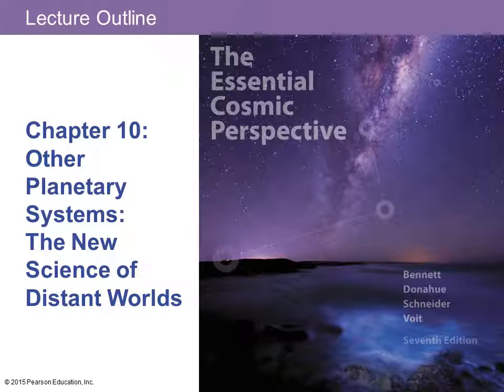This is Chapter 10 in Astronomy 100, Other Planetary Systems, the New Science of Distant Worlds. And it really is a new science. Since about 1995, when we first discovered what we thought was an extrasolar planet, we've been discovering hundreds, even thousands more planets with varying degrees of success and with different methods.